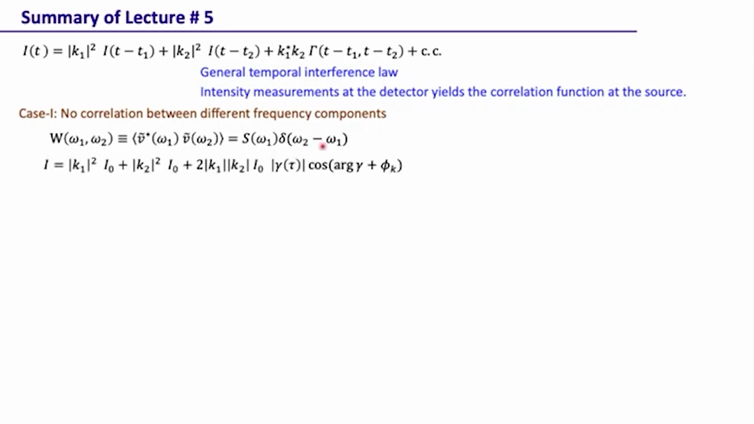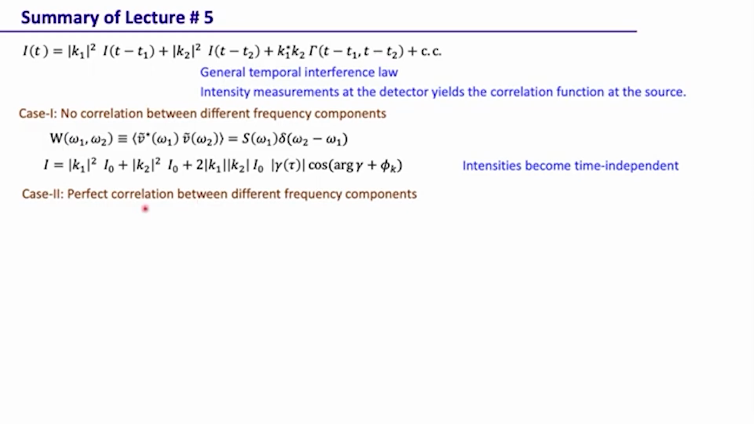So in this case, when different frequency components are completely uncorrelated, we find that the intensity at the output port of the interferometer actually becomes time independent. And then one changes the intensity by changing the argument of gamma, the coherence function, or phi k, and by looking at the variation of intensity as a function of these quantities, one can obtain this gamma of tau. The second case is when there is perfect correlation between different frequency components.